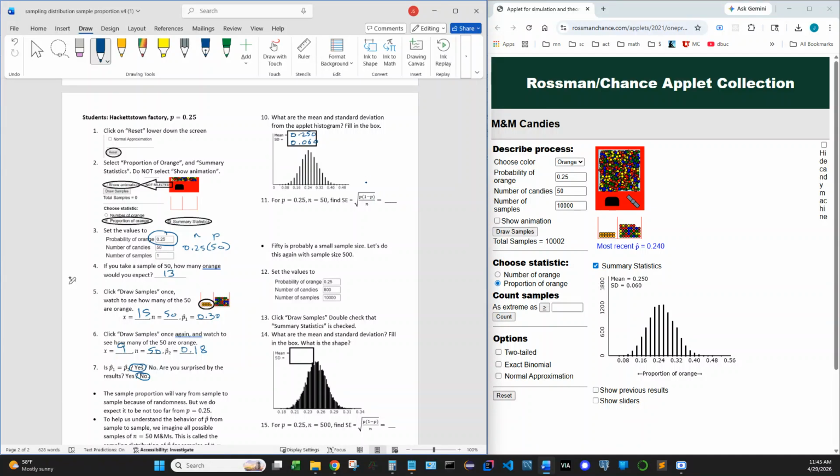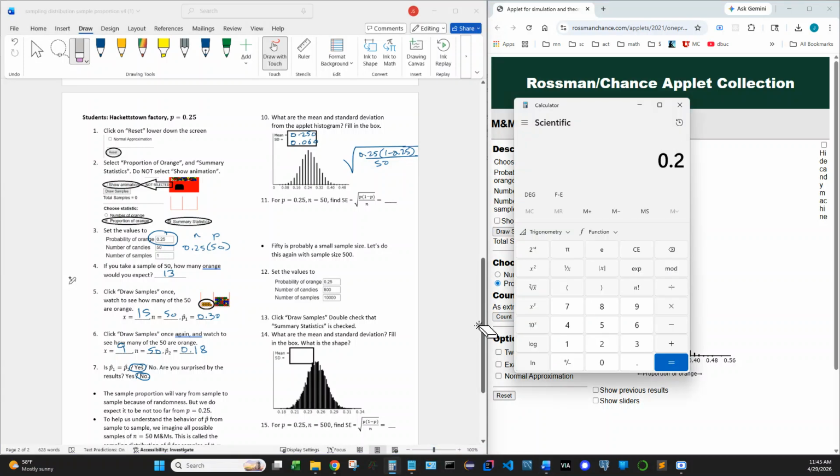Okay. What is the theoretical formula for it? Well, the formula is the square root of p times 1 minus p over n. So we go 0.25 times 1 minus 0.25 over 500, I'm sorry, 50. Sample size here is 50. Okay. So we go 0.25 times 1 minus 0.25. Okay, and then we divide that by 50. We take the square root. What do we see? 0.061.